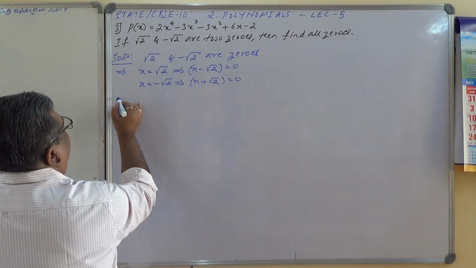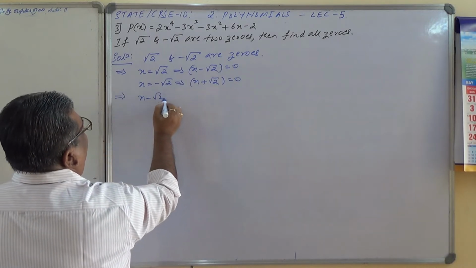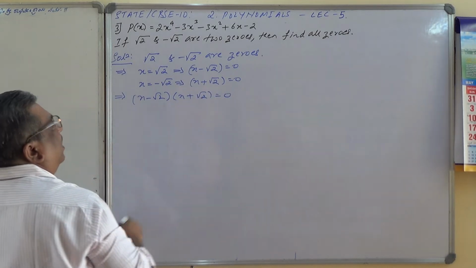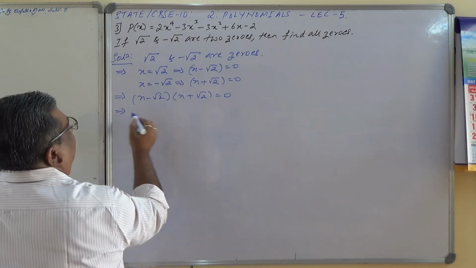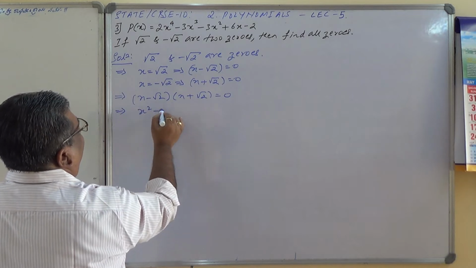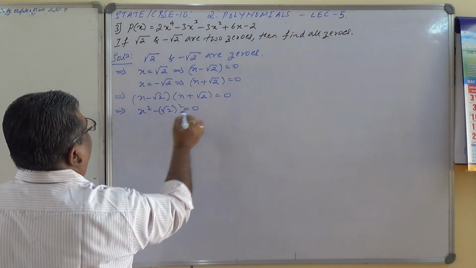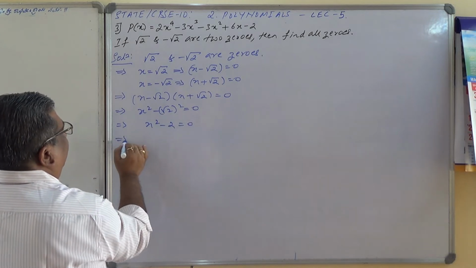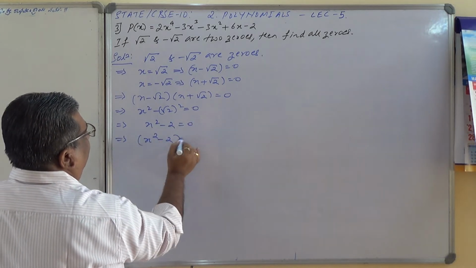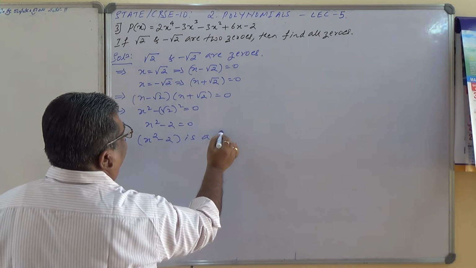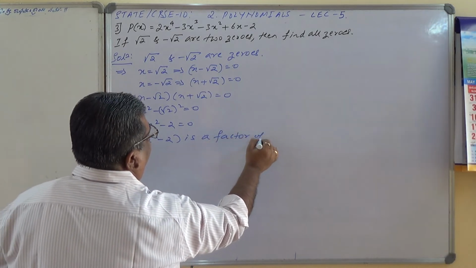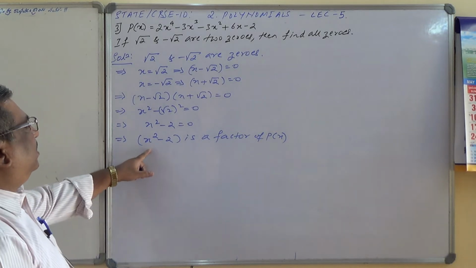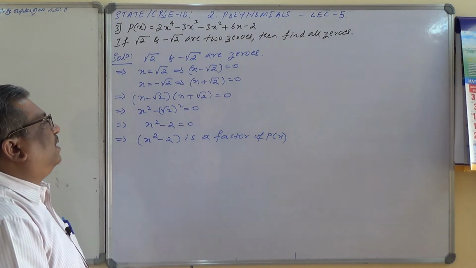Therefore x minus root 2 into x plus root 2 equals 0. I can do this also. Now this is x square minus root 2 the whole square equals 0, implies x square minus 2 equals 0, implies x square minus 2 is a factor of p of x. Did you understand here? X square minus 2 is a factor of p of x.